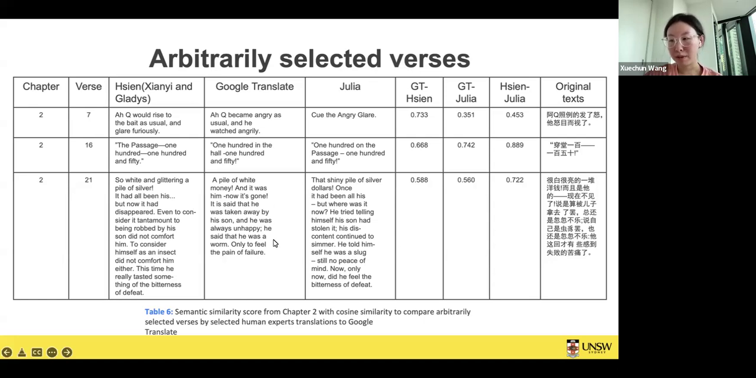For chapter 2, verse 21, the sentence here, "and it was him, now is gone. It said that he was taken away by his son, and he was always unhappy," is inaccurately translated by Google Translate. The original text describes that although the money might have been stolen by his son, he still felt uncomfortable. For both verses, Google Translate is unable to understand the context of the words and lacks contextual significance. Therefore, the cosine similarity with Google Translate is lower than the cosine similarity of the two human experts' translations.